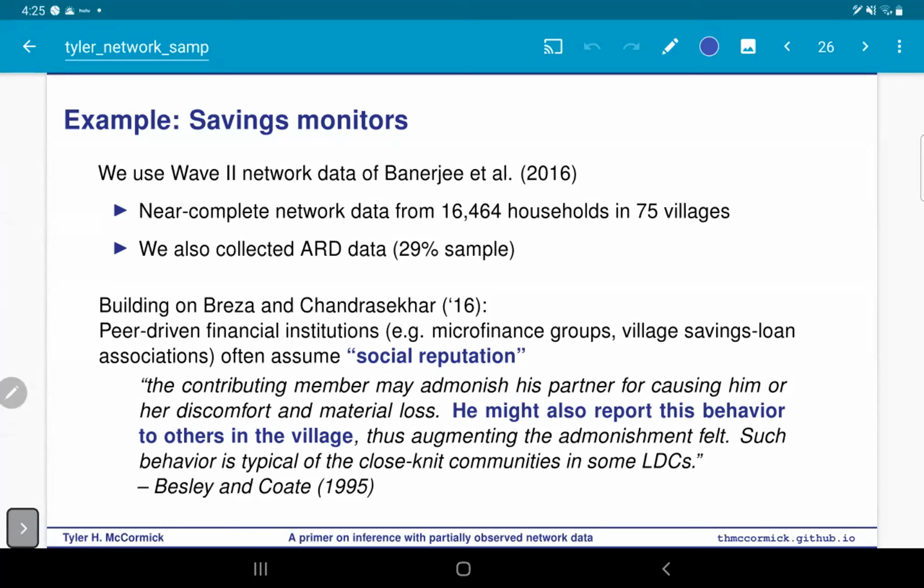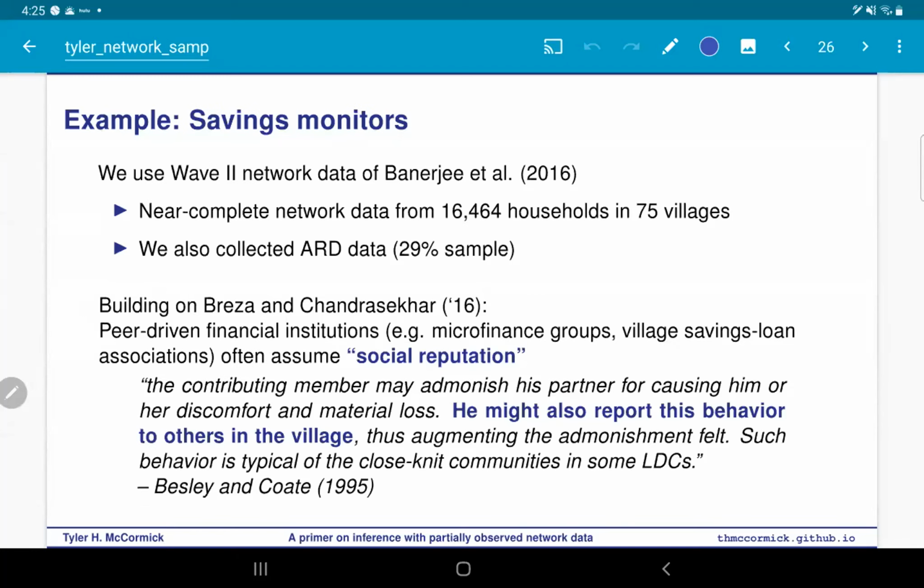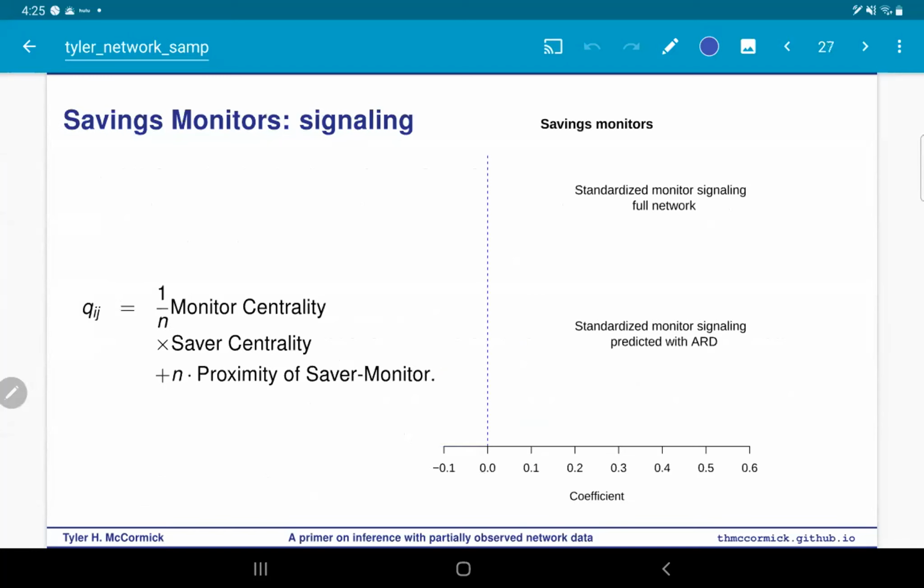That's just there. So what do we have here? We have a regression where, so this is an experiment, and the idea of the experiment is that a person is asked if they would like to save money, and they make a commitment to save a particular amount of money, and then a monitor is randomly assigned throughout the network.